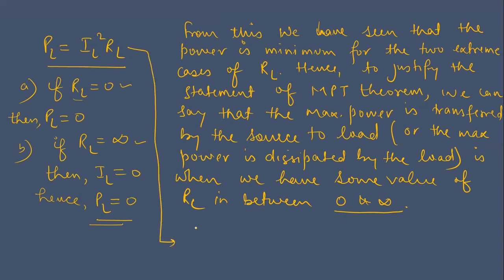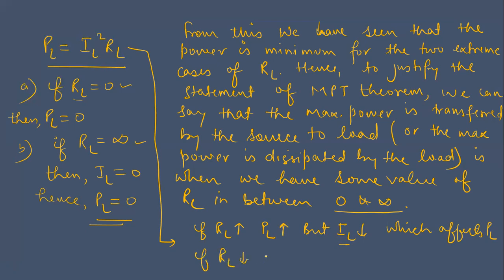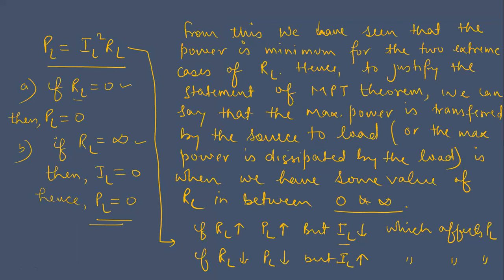So you can also understand this with the case that if you take this equation once again, if RL increases, your PL also increases, but IL decreases, which affects PL. So this will not let the PL increase. Similarly, if RL decreases, PL also decreases, but IL will increase, which again affects PL. So that means we need to get some intermediate value of RL so that we can get the maximum power, right? Because in this equation, when one parameter is increasing, the other parameter is decreasing, which is affecting the load power, right?